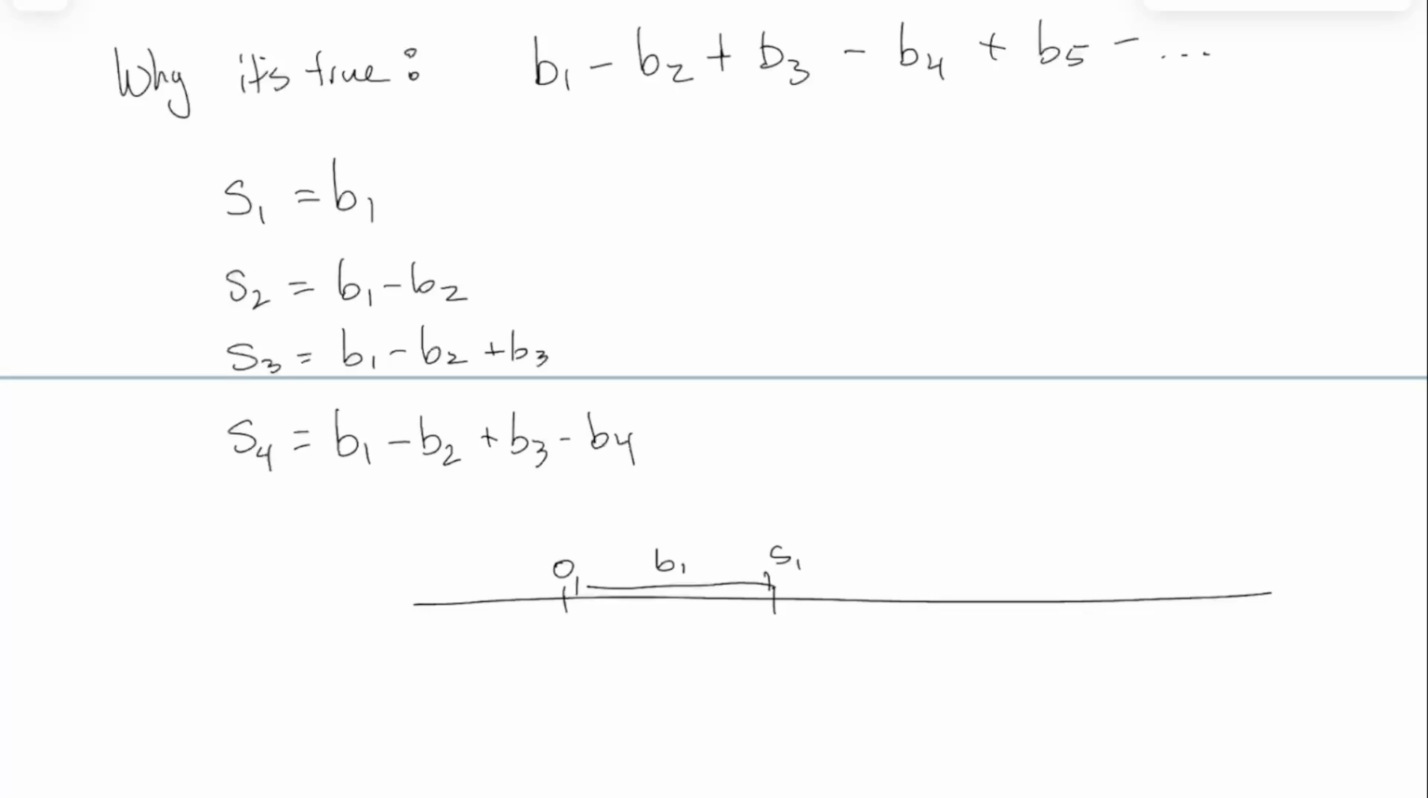Actually, can I make it bigger? S1, let's say, is like way out there, all right? Where this distance across here is B1, all right? Where is S2 on the picture? That's what I want to know. S2 looks like B1 minus B2, so it goes back this way to the tune of B2, like a distance of B2 that way measured from here.